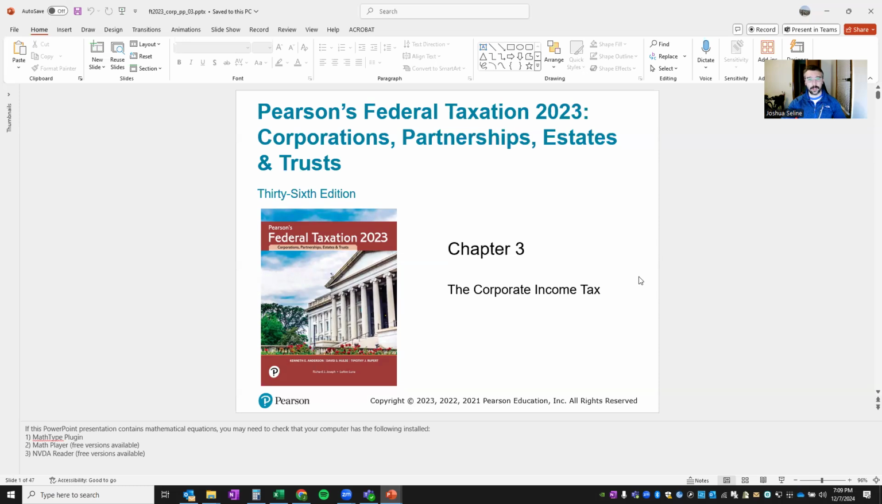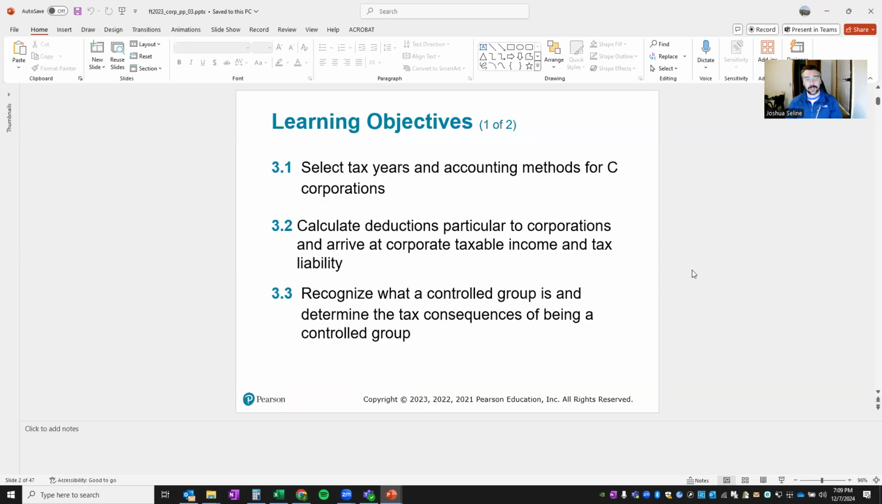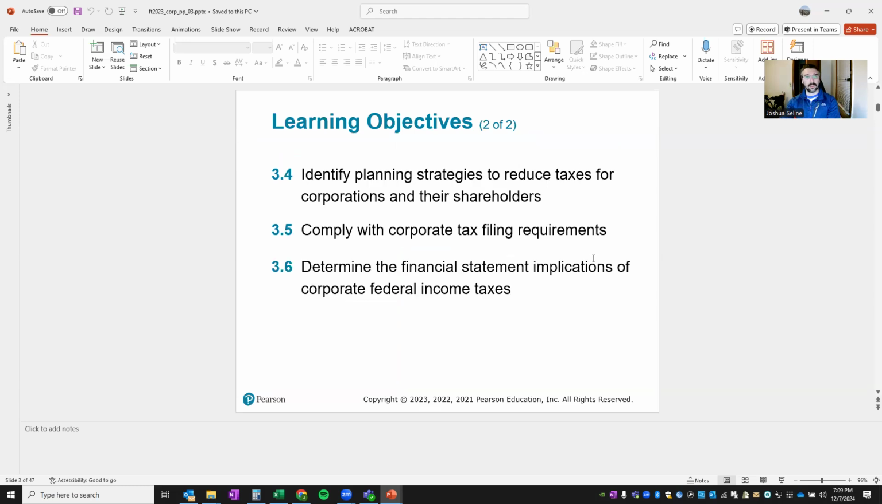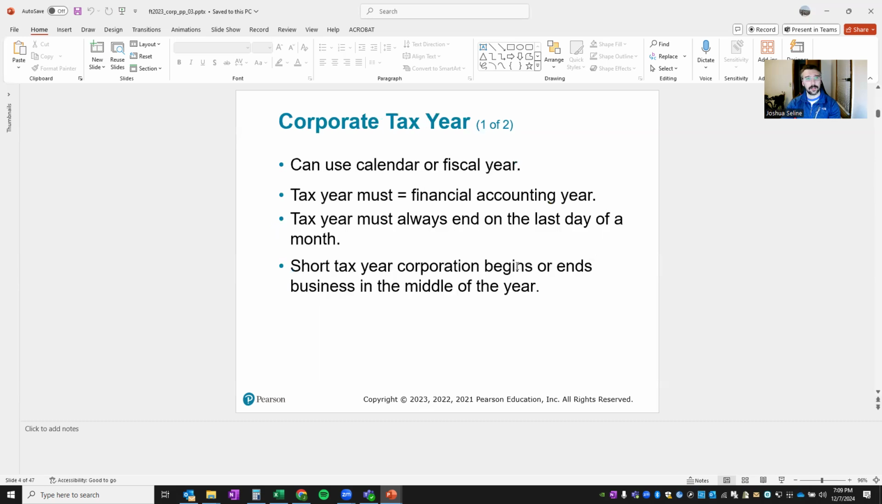Here, we've got Chapter 3, corporate income tax, learning objectives: to select tax years and accounting methods for C corps, calculate deductions particular to corporations and arrive at corporate tax liability, recognize what a control group is and determine the tax consequences of being a control group, identify planning strategies to reduce tax for corporations and their shareholders, comply with corporate tax filing requirements, and finally determine the financial statement implications of corporate federal income taxes. That is getting into ASC 740. We'll get into that. I've got an example of one that I do for a client, which I'll show you.